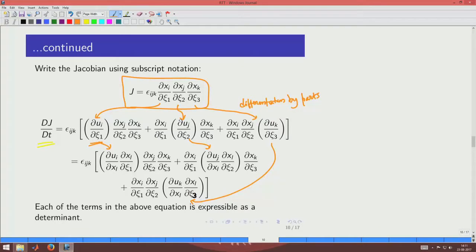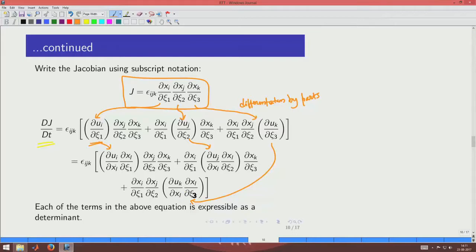So, what happens is that if L takes a value matching that of I, then you will have ∂x_i/∂ξ_1, ∂x_j/∂ξ_2, and ∂x_k/∂ξ_3 with epsilon_ijk, which means that we can get these three out and then write that as, for example, the quantity that we just now saw. So, the L value will take only the matching value with I for the first term, with j for the second term, with k for the third term.